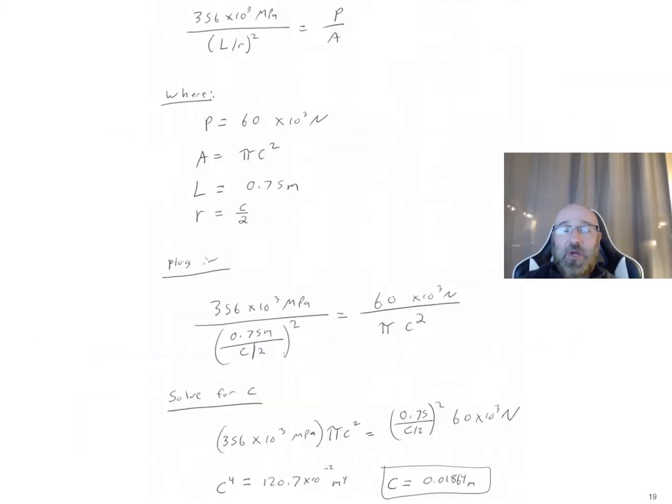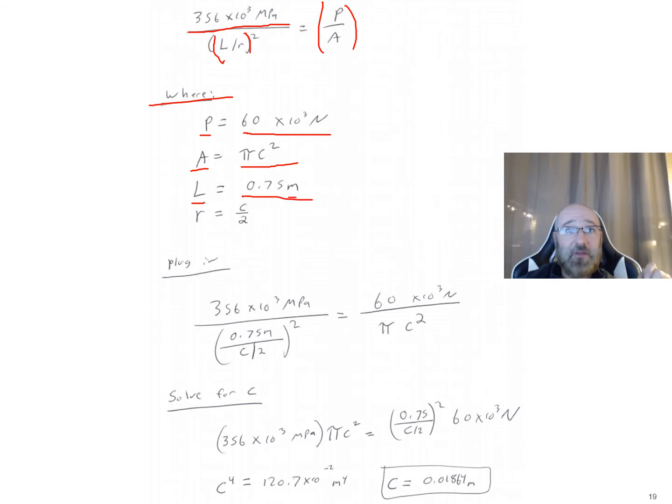Now, setting those two equations equal to each other for our allowable stress, we have 356 times 10 to the third MPa all over our L over R squared, which is our slenderness ratio squared, equal to P over A. Let's go back to our setup page and write down everything we know. This is again why that setup page is great. I was given my P, my load, of 60 times 10 to the third newtons. I have my value for area, A is equal to pi times c squared. My length for this part A of the problem is 0.75 meters. You can see I've converted to meters here.